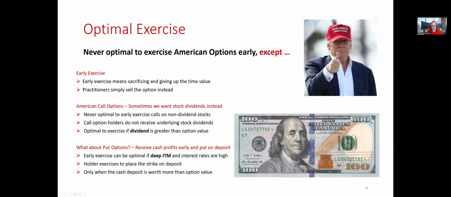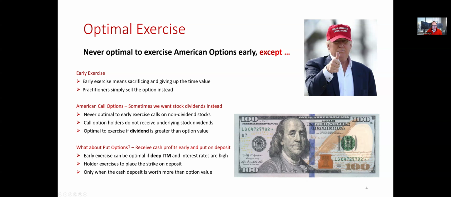What we find is that when call options are trading just before the ex-dividend dates of the stocks, if the dividends that have been announced are going to be larger than the option value itself, we will exercise our options to receive that dividend instead. So sometimes for very large dividends, we might choose to exercise the option to receive that dividend.